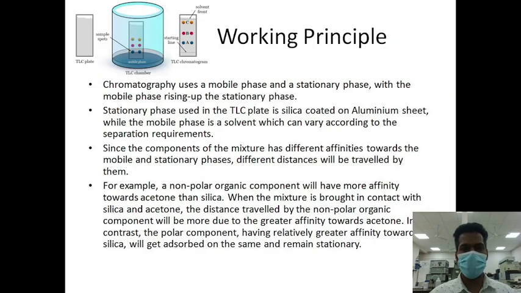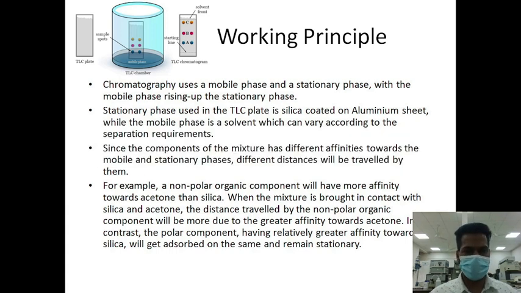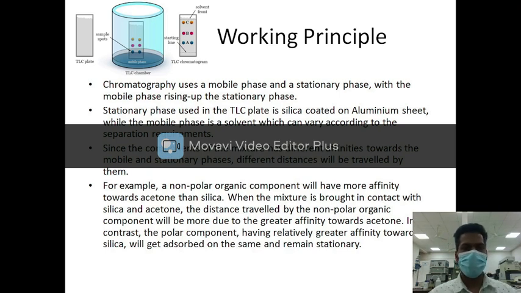Now I will talk about the working principle of HPTLC. Chromatography mainly uses a mobile phase and a stationary phase. In the figure there is a stationary phase, the TLC plate, and a mobile phase with the solvents. The mobile phase rises up the stationary phase due to capillary action. The stationary phase used in the TLC plate is silica coated on an aluminum sheet, while the mobile phase is a solvent which can vary according to the separation requirements.